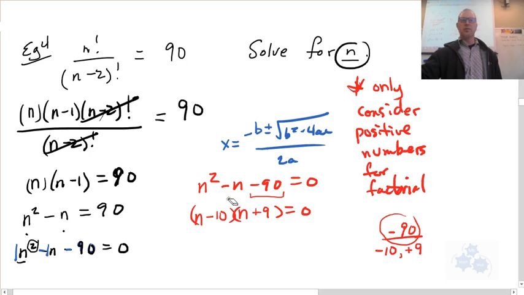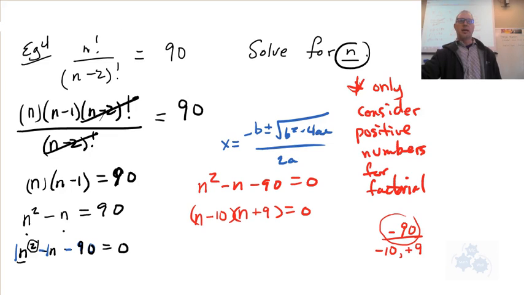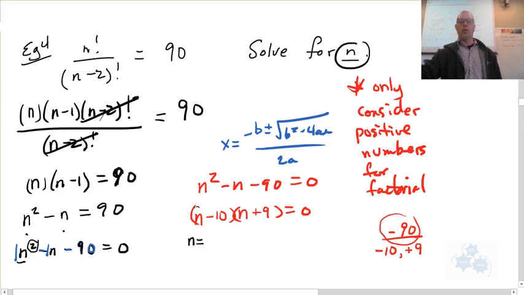Does that ring any bells? Do you remember that from math classes past? You're going to have to use one of these two methods to solve for x, or for n in this case. So what does that give us? The zero product principle says: what value for n will make this 0? That value is 10. What value for n will make this 0? Because we have to multiply these two to equal 0, one or both of them have to equal 0. So if n plus 9 equals 0, n would have to be negative 9.